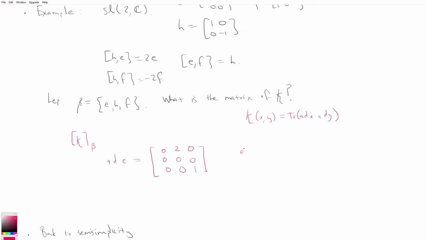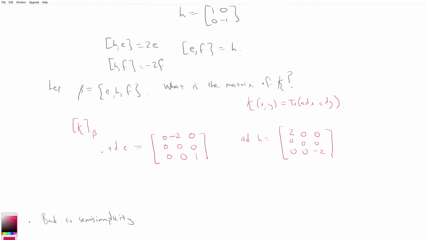And now let's look at ad h. Oh, something's not right. This should be a -2, right? Because the commutation relation says h bracket e is 2e. So we swap it around. So now let's look at h. H acting on e is 2e, so this is 2, 0, 0. And then h acting on itself is 0. And then h acting on f is -2f, so 0, 0, -2.